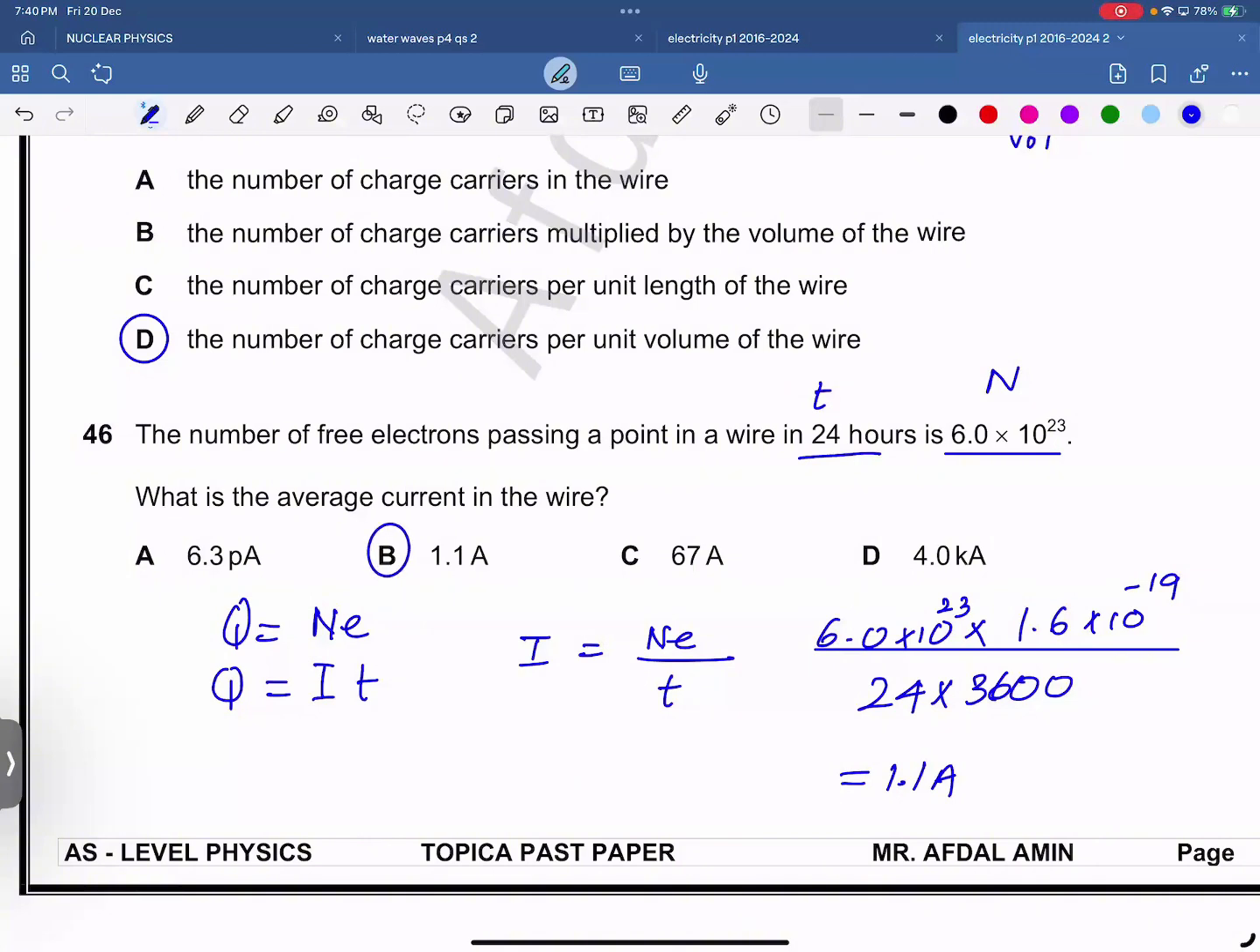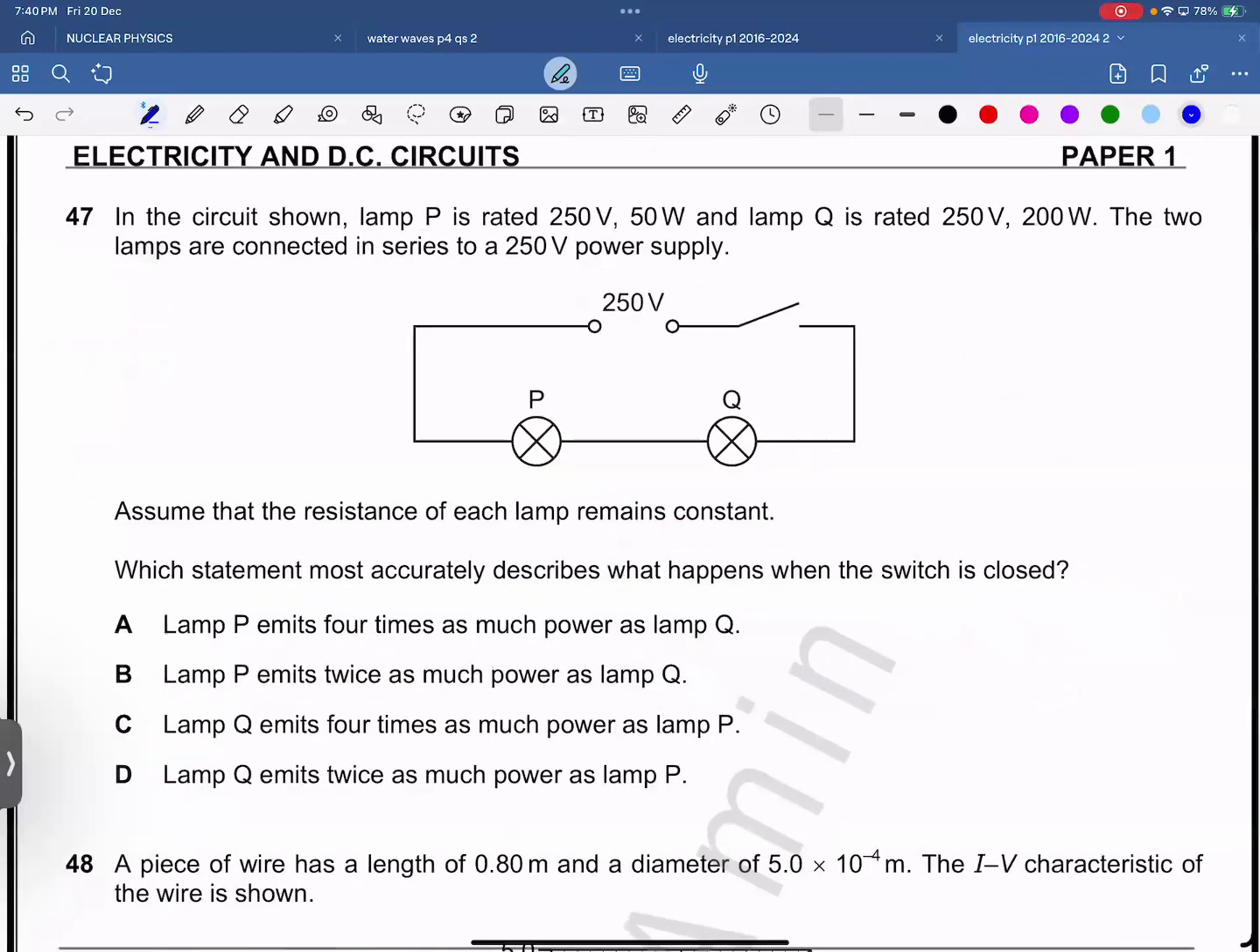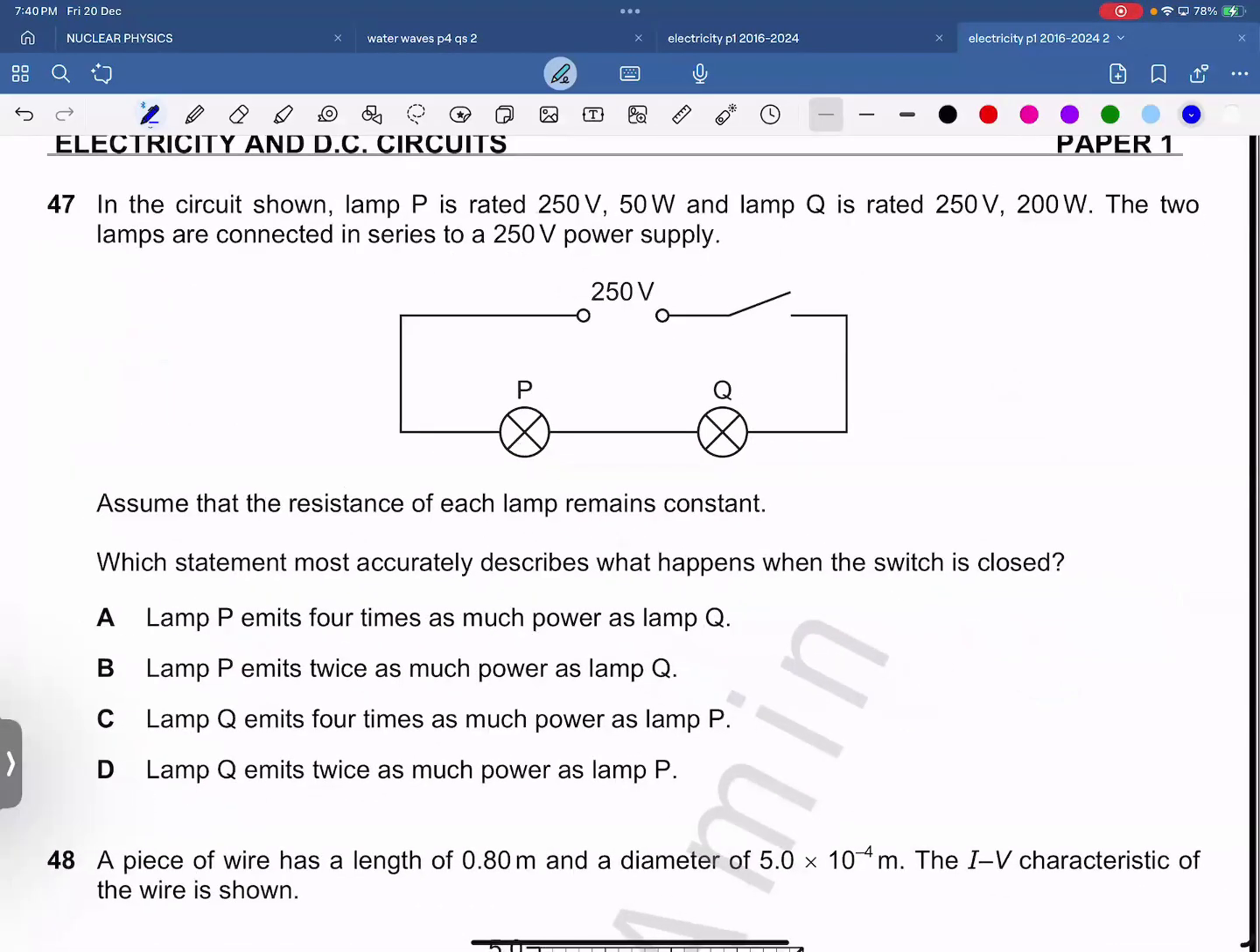Next question, number 47. In the circuit shown, lamp P is 250 volt, 50 watt. Lamp Q is 250 volt, but 200 watt.